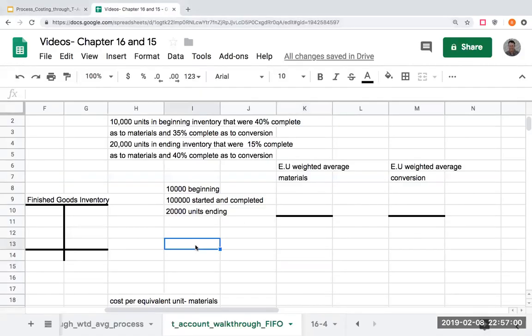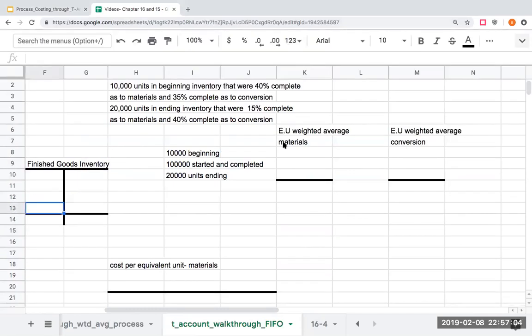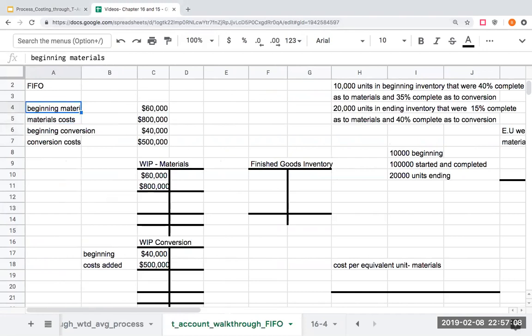Well, we're back. And so now we're going to take a look at the same question that I just did moments ago. It was an eternity for me with FIFO. And so again, we've got beginning materials cost during the period. So here I'm using my same T accounts. And here we got the same scenario.